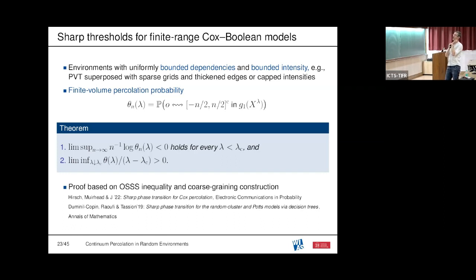So if you have a B-dependent system which has a finite upper bound on the intensity, then we are in a very nice regime where, in fact, in the subcritical regime, the probability to reach the outside of an N box goes to zero exponentially fast. And you have even a very nice scaling here at the critical point.